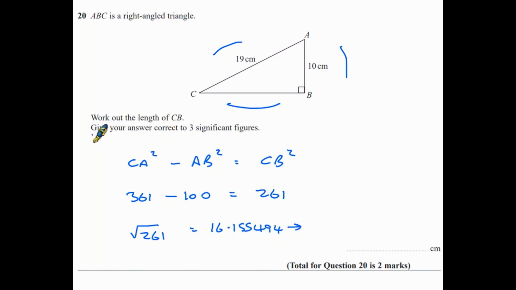But if you look back at the question, it says give your answer to 3 significant figures. So as we did previously, the first significant figure is the 1. The second significant figure is 6 point. The third significant figure would be the 1, but again, the rules of rounding, the next number is a 5, so that rounds the 1 up to a 2, 16.2 centimeters.